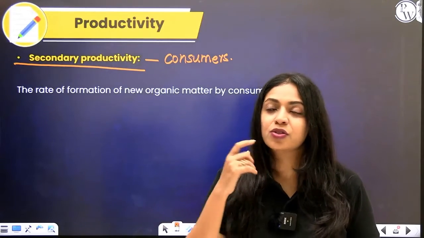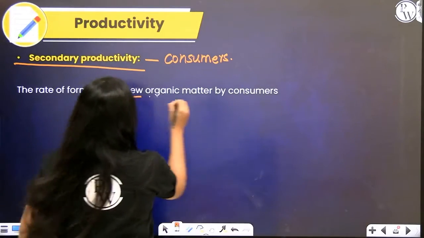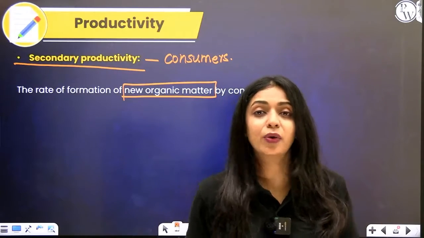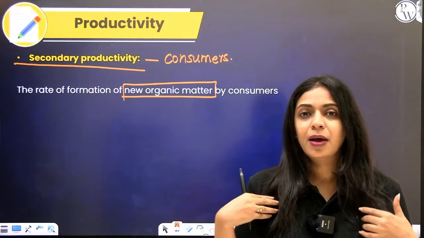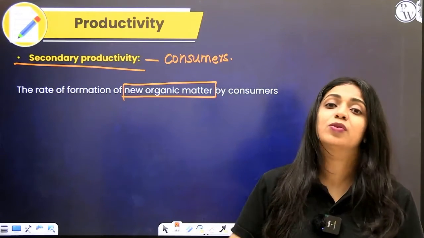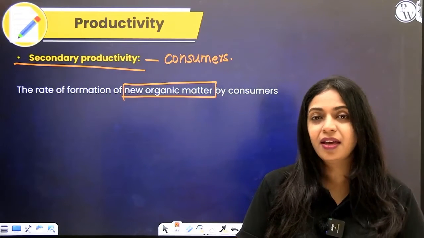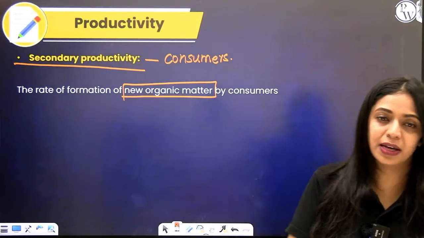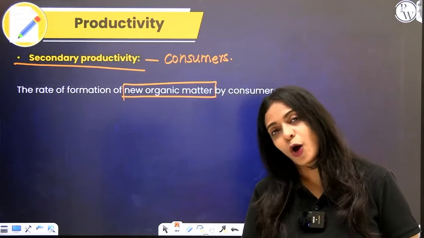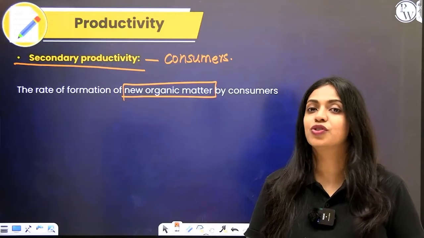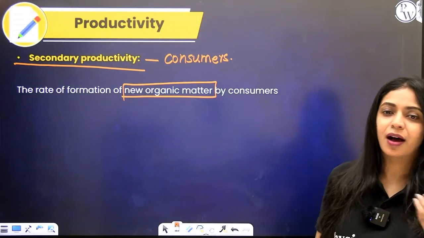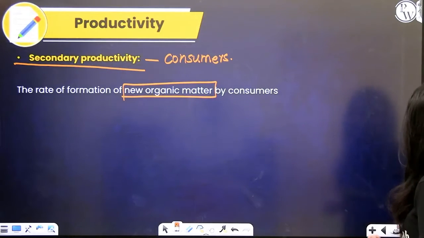organic matter. So, the rate of formation of new organic matter, whatever newer proteins, newer carbohydrates that we are going to synthesize in our body, by making use of the nutrients that we obtained from whatever we ate, that new biosynthesis, at what rate that is happening, that will give us secondary productivity. All right. So secondary productivity is about how much, at what rate do the consumers form new organic matter after the digestion of whatever they've eaten.